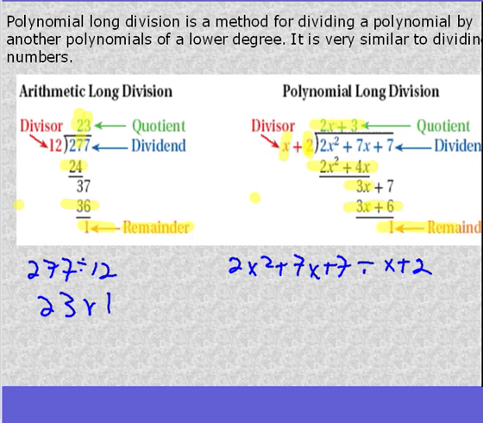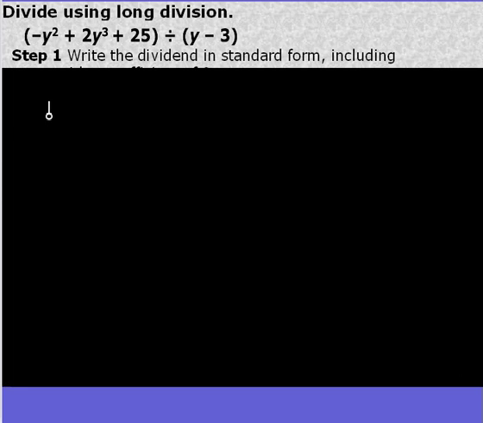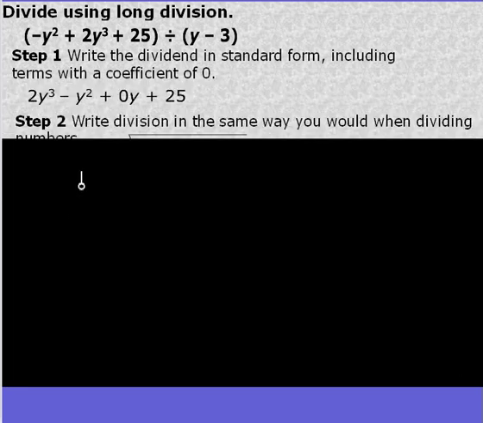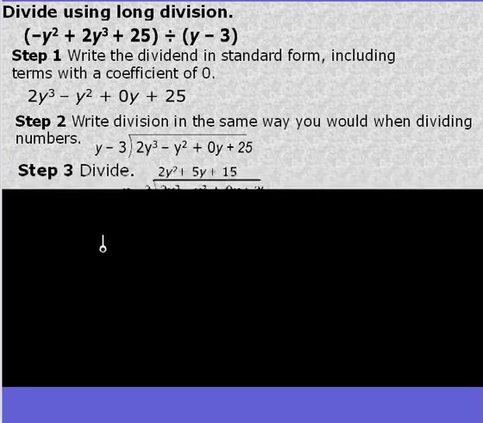So the way we write the remainders is a little bit different, and you'll see that on the next slide where I actually do a real example. All right, divide using long division. So again, we're going to write it in division form like this, and then we're going to start dividing.